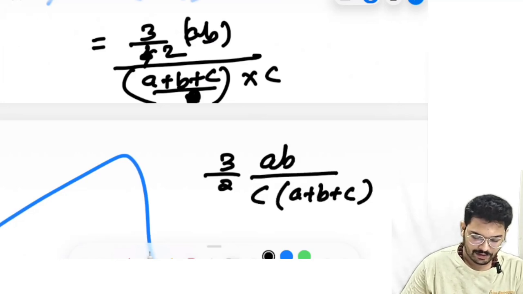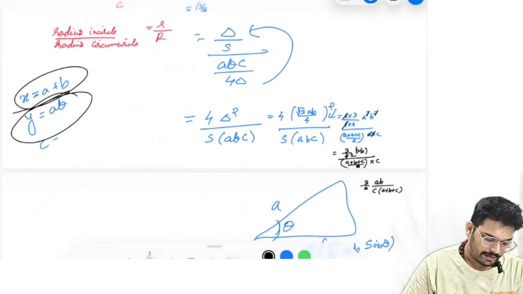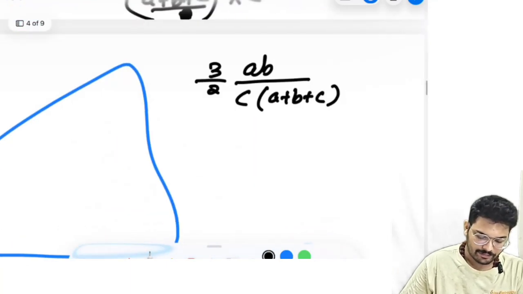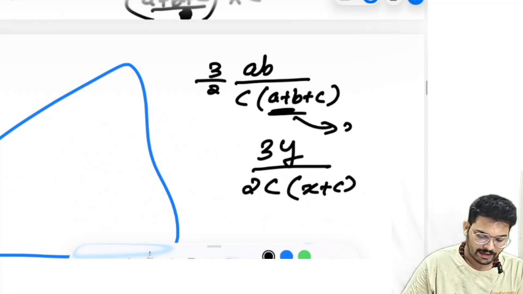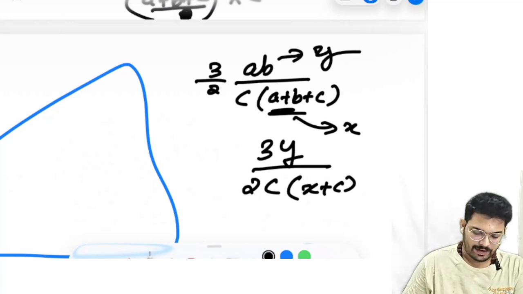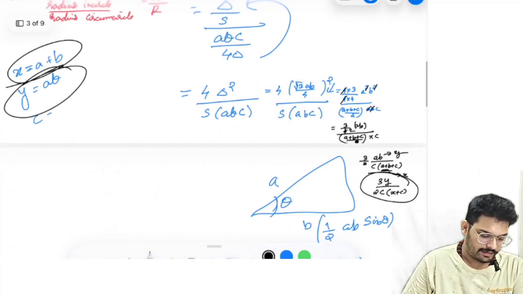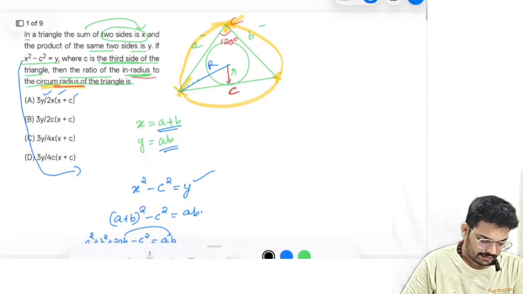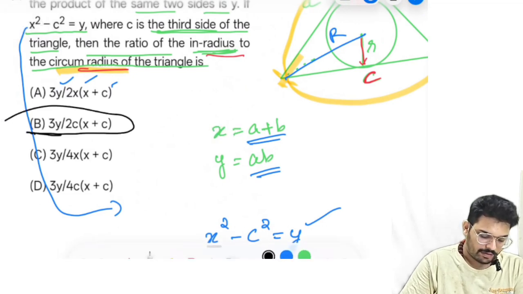And from our given condition, a plus b equals X and AB equals Y. So this will become 3Y divided by 2 into C into X plus C. A plus b will become X and AB will be Y. So our final answer will be 3Y divided by 2C into X plus C. So this will be the corresponding answer.